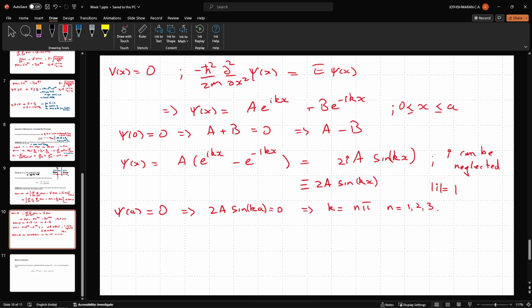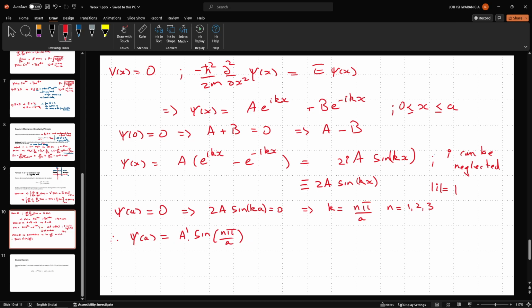So first we know that k is equal to, sorry, n pi by a. Yeah, I forgot the a factor. Yes, n pi by a, where n is equal to these things. So therefore, psi of a is equal to, in fact, what I can say is I can take this 2a and replace it by some a prime because it is again a constant. And I will say this is sine n pi upon a.